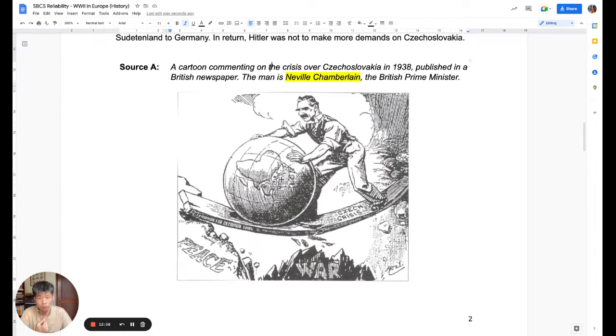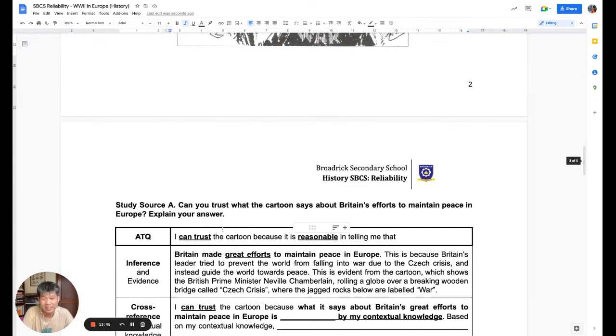Neville Chamberlain is pushing this globe, probably representing the world, right? On this very precarious wooden plank or bridge, it's breaking. It's labeled the Czech crisis. So already you get a sense that Britain is saving the world, even though it's in danger of being on the bridge that's being broken. And if the bridge were to break, you can see the world fall straight into the jagged rocks labeled war. So Britain is trying to steer the world away from war, out of the danger of the Czech crisis, towards this cliff that says peace. The message is quite clear. Britain is aiming for world peace. Britain is trying its best to maintain world peace in the face of the Czech crisis. Credits to Britain. So let's read the question.